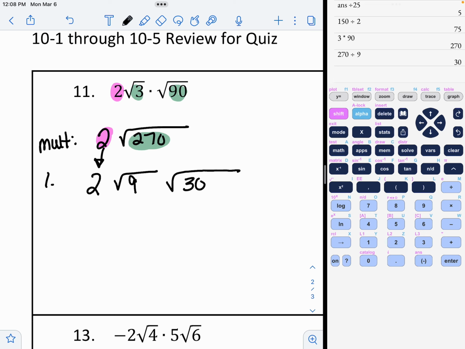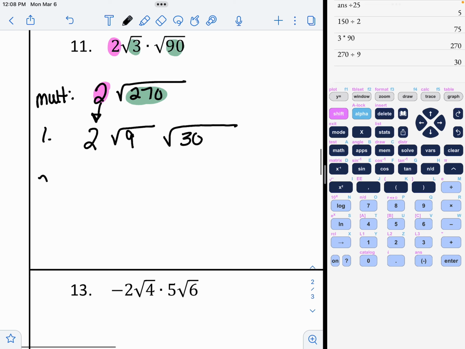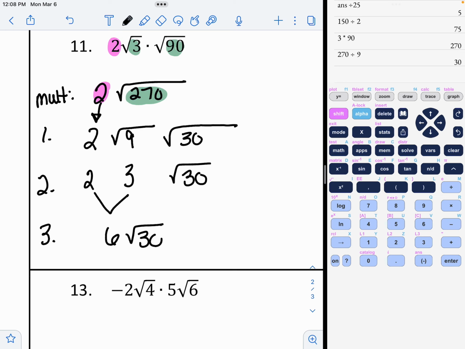Again, you would have to have your list by you and work your way through your list. Step 2, the 2 drops down, the 9 becomes a 3, and the square root of 30 stays. And then step 3, 2 times 3 makes 6, and the square root of 30 hops down.